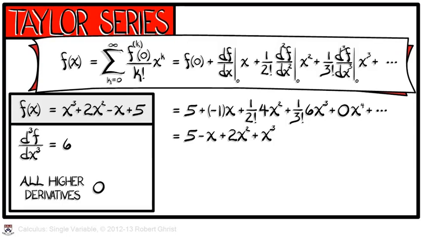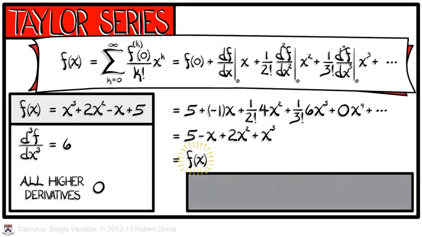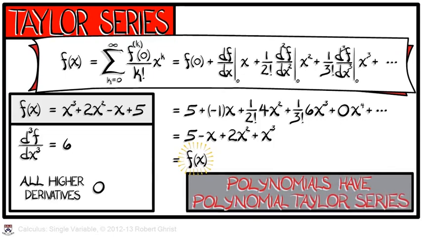Do we believe what we have done? Well, of course, this is exactly the same function that we started off with. We've merely written the terms in ascending order of degree. This seems like a trivial example, but it is actually very crucial. You must remember that polynomials have themselves as the Taylor series. Polynomials have polynomial Taylor series. This is going to connect to some very deep properties concerning polynomial approximation.